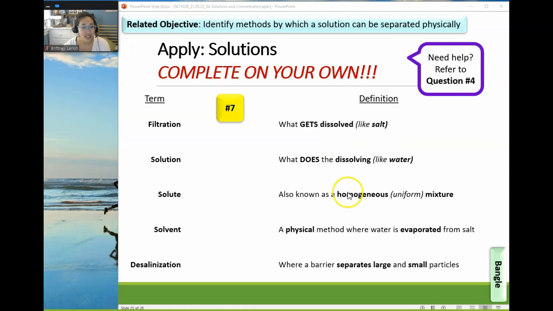All right, so this is going to be your last question. This one you do need to complete on your own. We talked about filtration, solution, solute, solvent, and desalinization. Figure out what gets dissolved, like our salt, what does the dissolving, like water, what is also known as a homogeneous or uniform mixture. What is a physical method where water gets evaporated from salt? And what is a method where a barrier separates large and small particles? Go ahead, pause the video, answer question number 7, and continue playing when you're ready.